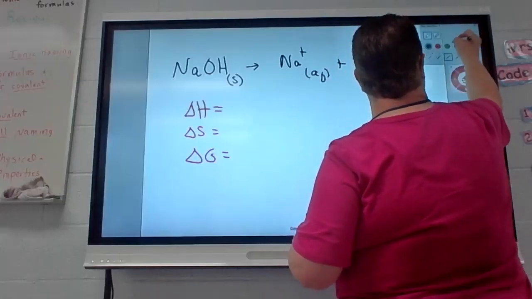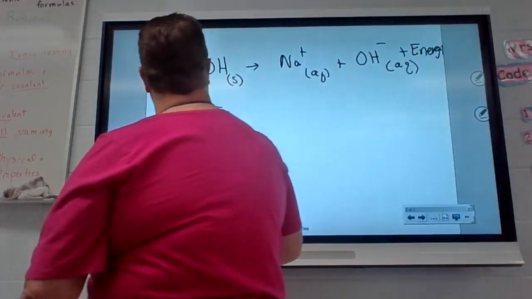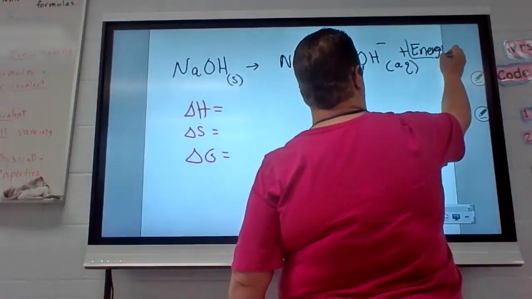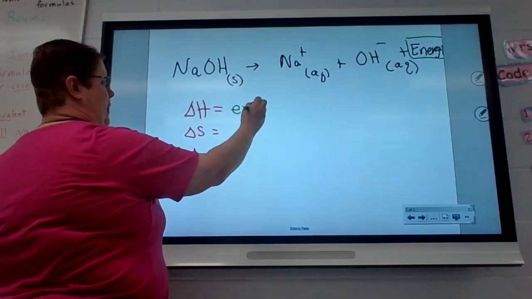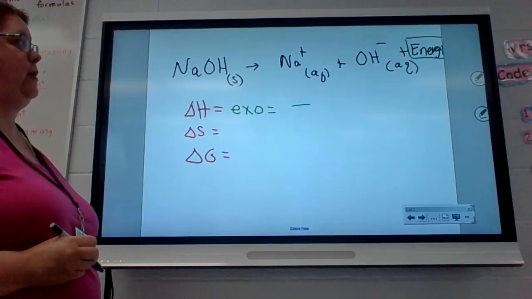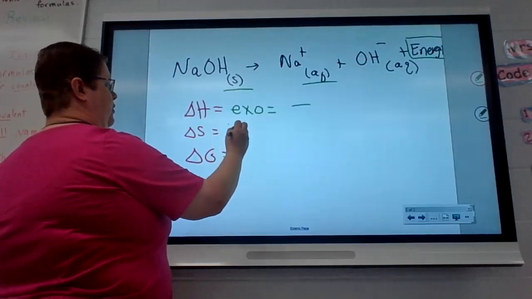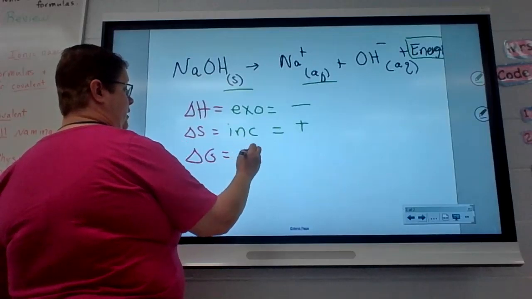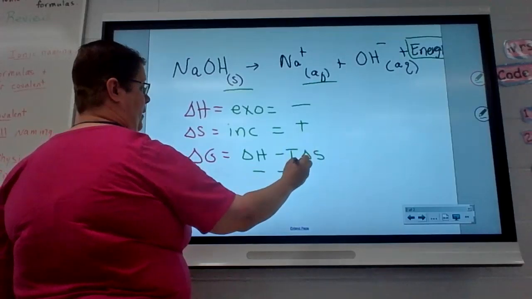All right, so is this endo or exothermic? Where's the energy? On the product side. All right, so I heard exo out there. Is it exo? Yes. So if this is exo, is it positive or negative? It's negative. All right, what can you tell me about the disorder? Are we increasing or decreasing if we go from a solid to an aqueous? We're increasing, so is it positive or negative? Positive. So delta H minus T delta S, negative minus a positive.